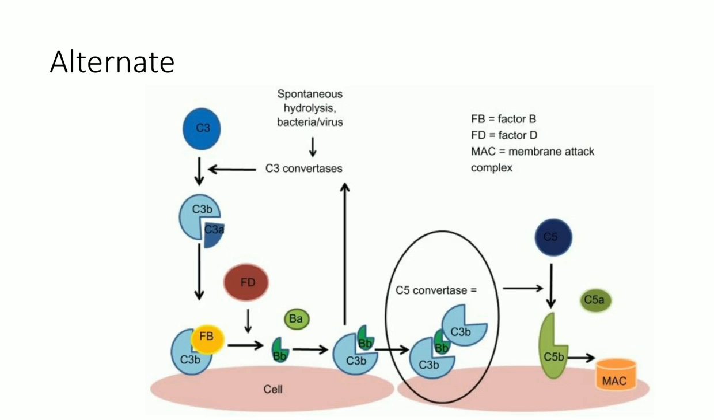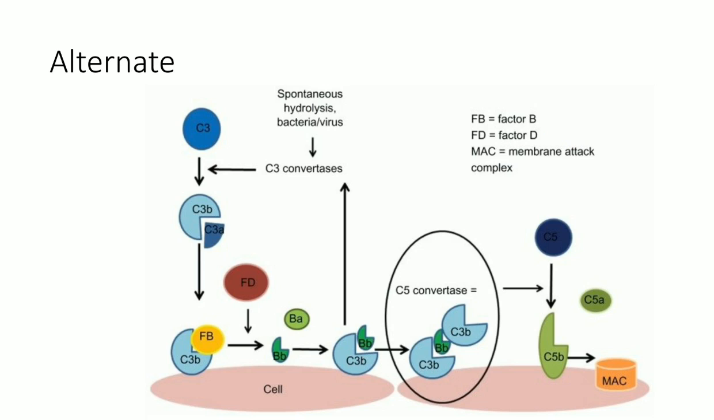That means you don't need C3 convertase here, because these factors will already stimulate C3 and break it into C3a and C3b. So who will go out? C3a will go out. Now you have C3b. C3b will bind with factor B and split factor B into factor Ba and factor Bb. So you have C3b and factor Bb, that is C3bBb, and this is called the C5 convertase, which converts C5 into C5a and C5b.